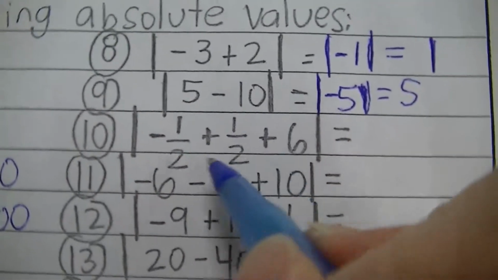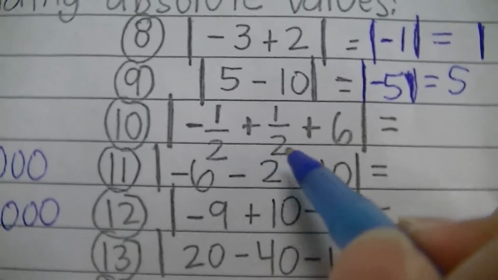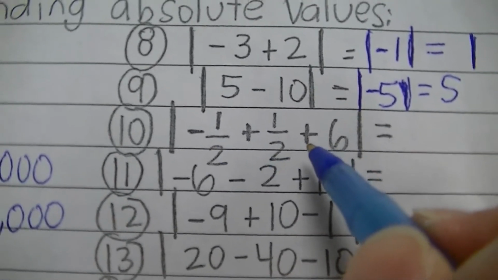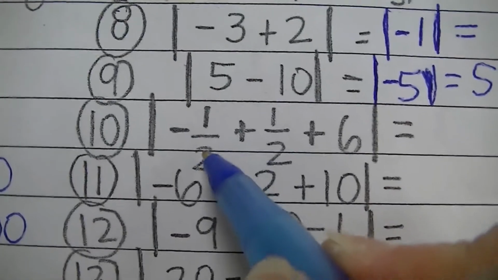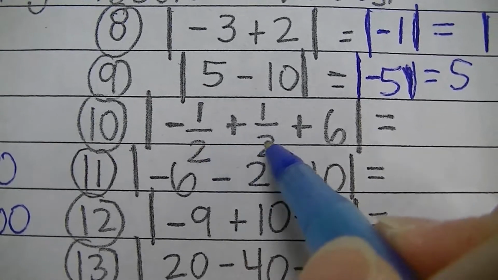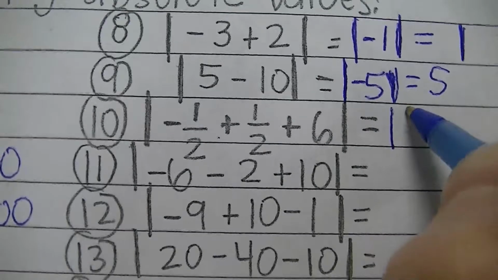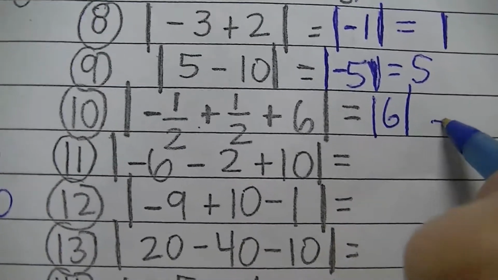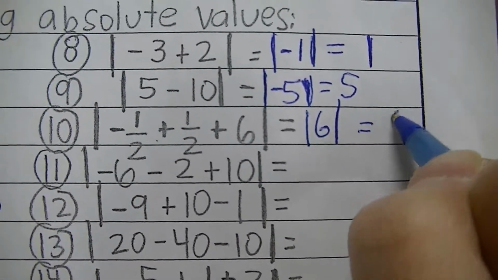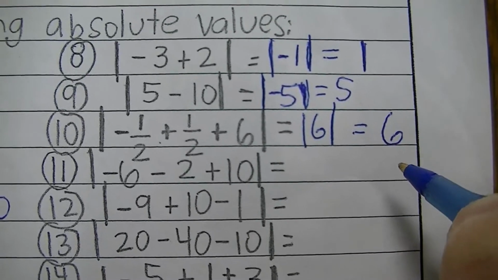Okay, and sometimes it gets a little bit complex in there, but just figure out what's going on inside the absolute value sign and then go from there. I see I have additive inverses here. -1/2 plus 1/2, that's 0. 0 plus 6, we're really finding the absolute value of 6. And the absolute value of 6 is 6 because it's 6 units away from 0.